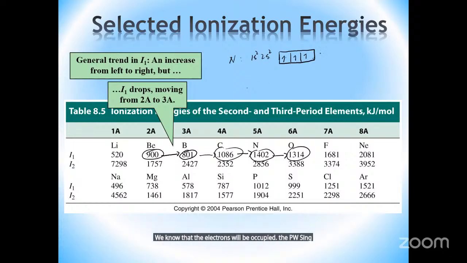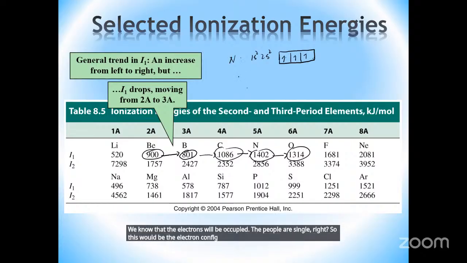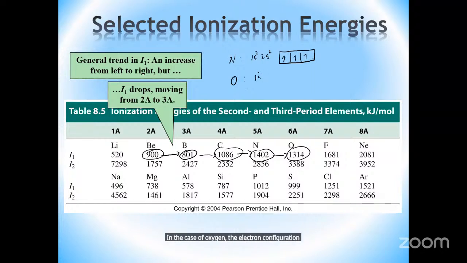So this would be the electron configuration of nitrogen. In the case of oxygen, the electron configuration is 1s2, 2s2, and then using boxes again to represent the 2p sublevel, the distribution of electrons within the 2p sublevel will be 1, 2, 3, and then 4, right?